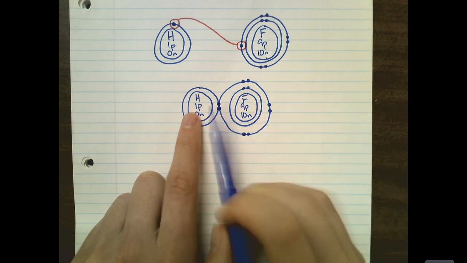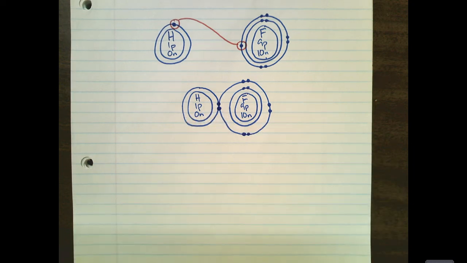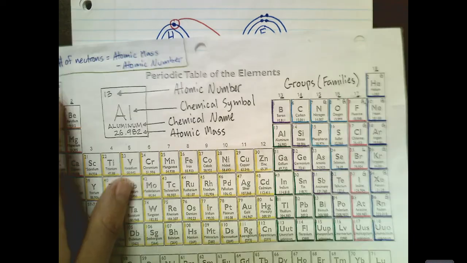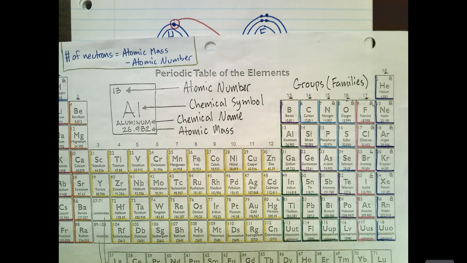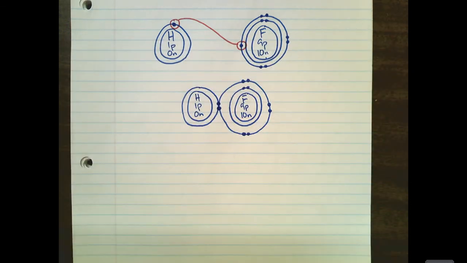Perfect. And then hydrogen wants to have 2 on its outer shell, right? Because it is in the first row. So the first row, if it's full, has 2 electrons on the outer shell. And it does. So there we go. That is the other way in which we can have atoms bond together: by sharing them rather than transferring them.